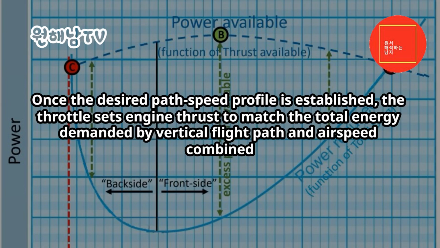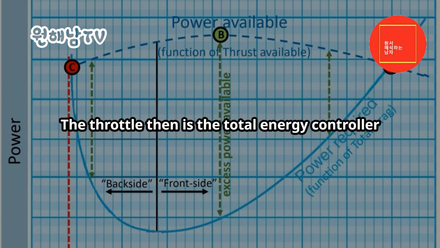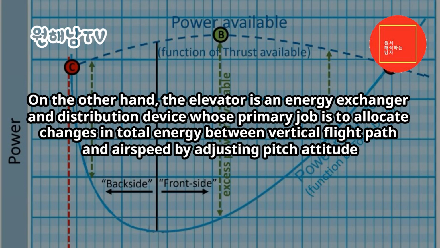Once the desired path speed profile is established, the throttle sets engine thrust to match the total energy demanded by vertical flight path and airspeed combined. The throttle then is the total energy controller. On the other hand, the elevator is an energy exchanger and distribution device, whose primary job is to allocate changes in total energy between vertical flight path and airspeed by adjusting pitch attitude.